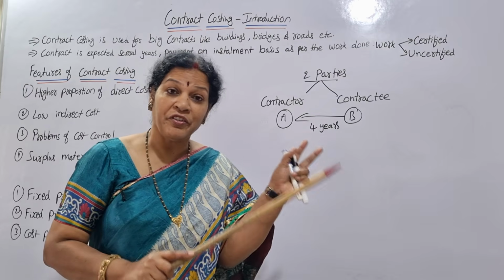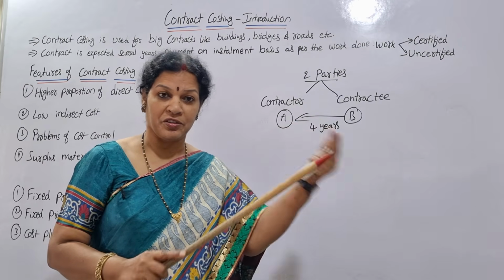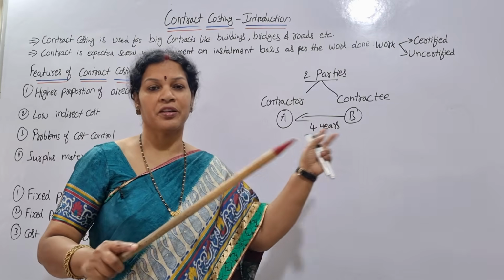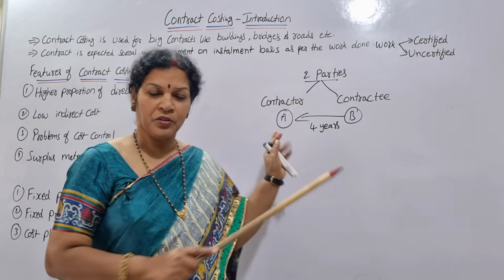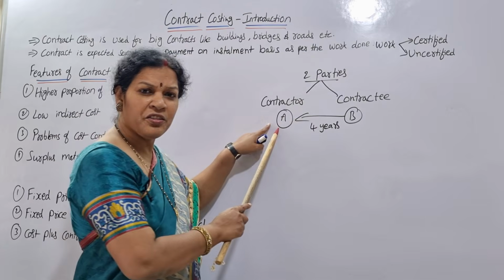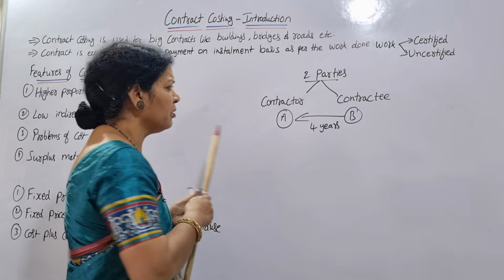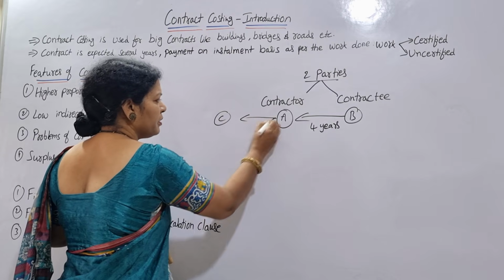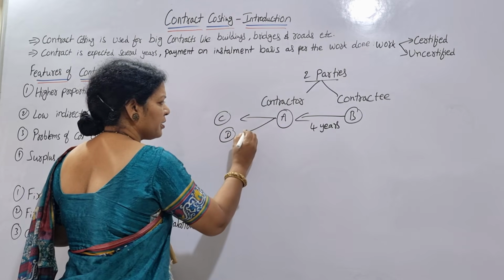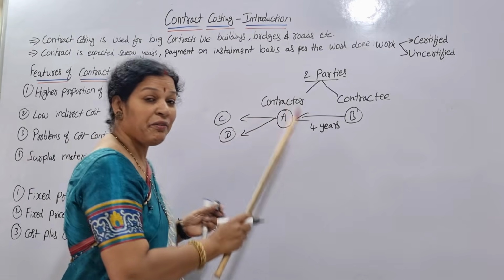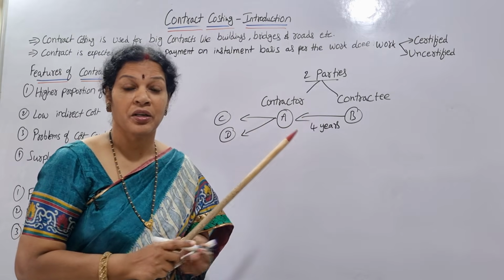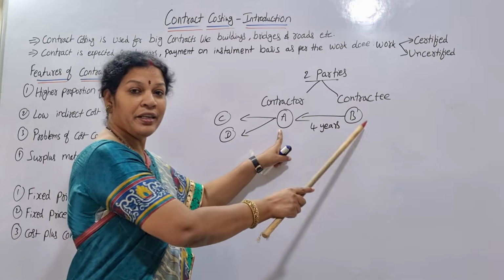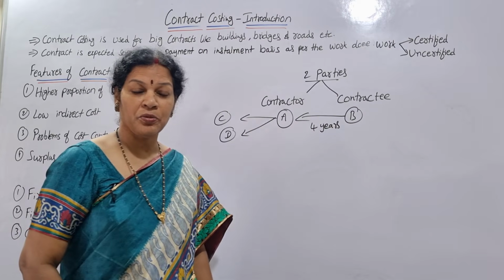Contracts come in different ways, like contract A, contract B, different contracts you will find. This is one contract. Maybe A has some more contracts also. With C, one contract is there. With D, another contract is there. So A may have different kinds of contracts also. Every contract is different.